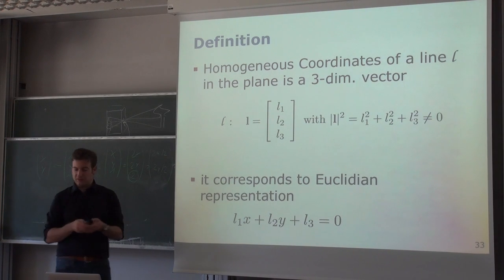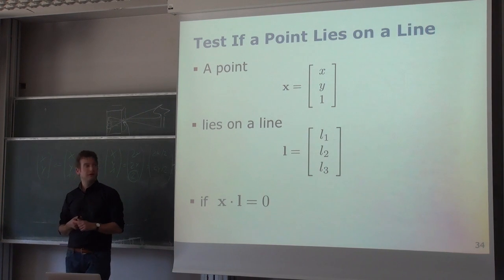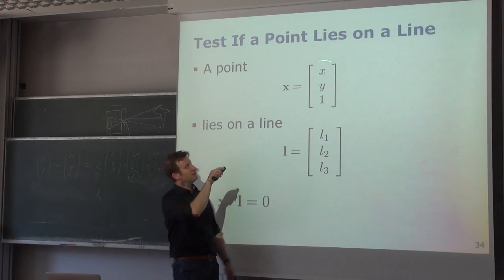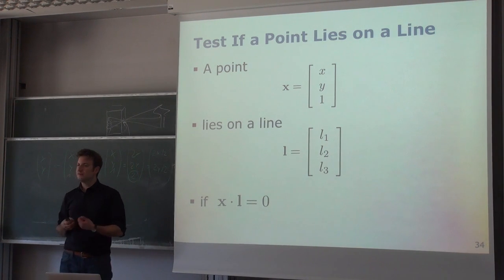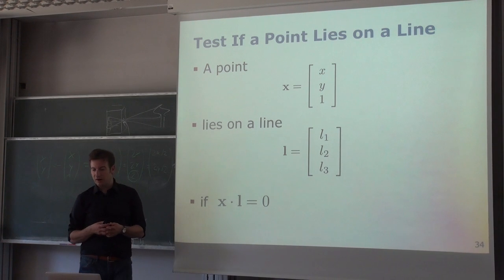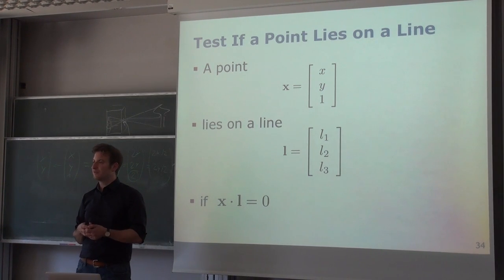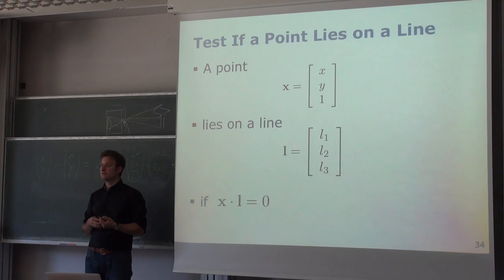Now we can very easily test if a point lies on a line by taking my representation of a point and my representation of a line. I simply do the test: if x transpose L equals 0, then the point lies on that line. So if I have a point in homogeneous coordinates and a line in homogeneous coordinates, just by computing the dot product and testing if the result is 0, I know if the point lies on that line, which is nice.